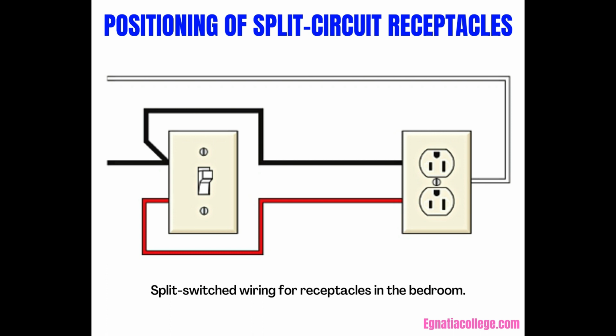This unswitched section can be used for a clock, vacuum cleaner, radio, stereo, CD player, personal computer, television, or some other appliance where a switch control is not necessary or desirable. When mounting split-switched receptacles horizontally, locate the switched portion to the right.